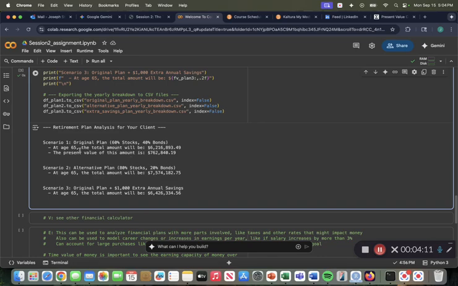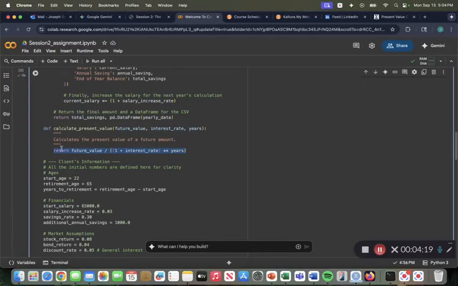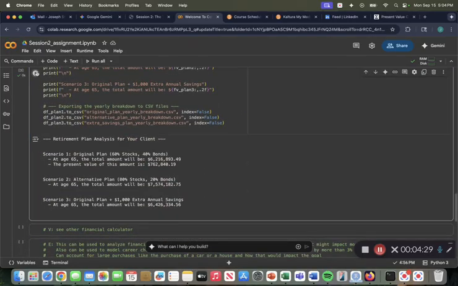And then, as we can see, we also calculated the present value of this amount, which will be $762,000, which we can see up here with this equation, the future value divided by 1 plus the interest rate raised to the years. So I'll run this code real quick just to show that it works.